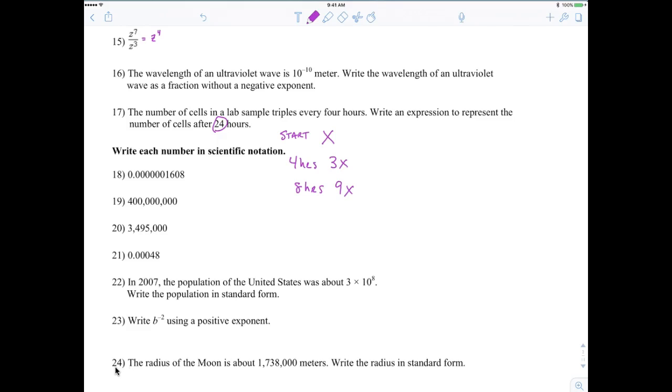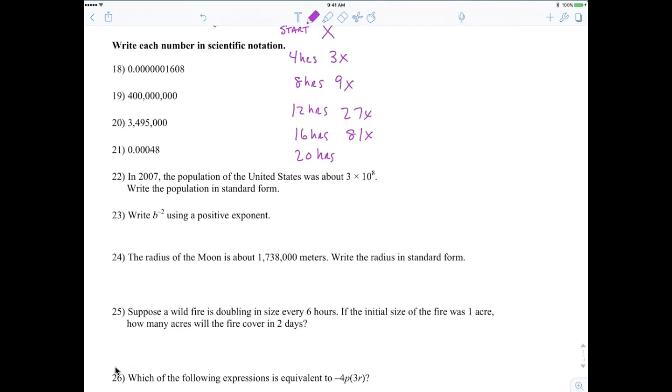And then after 12 hours, you should be what? Yes, you should be 27x. And then after 16 hours, you should be at what? 81x. Thank you. And now after 20 hours, you would be at what? Wow, very good job, buddy. That wasn't that hard because you're practicing your mental math. 243. And now my final one would be after 24 hours.